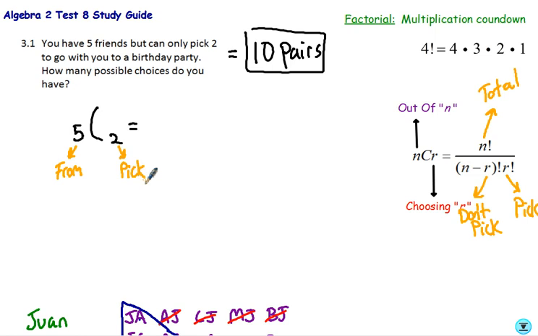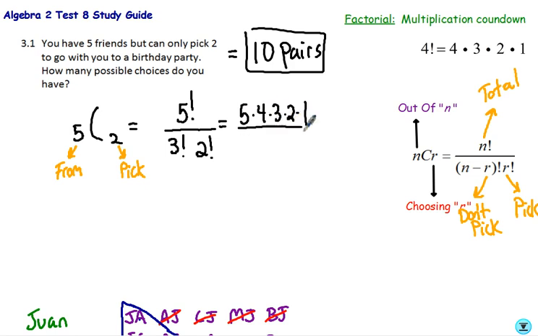And so the notation, the way that this gets written, is the total goes on top. So for instance, the total would be 5 factorial on the top. And then what we pick, which is 2 people. And then what you don't pick. Well, that means there's 3 people that aren't getting picked. Now, the way that you write this out, again, 5 factorial means 5 times 4 times 3 times 2 times 1. And then 3 factorial means 3 times 2 times 1. And then 2 factorial means 2 times 1.